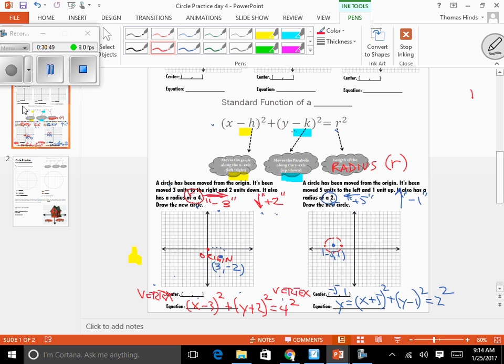So you're not going to count out 1, 2, but obviously 1, 2, 3, 4 from the center to the right. 1, 2, 3, 4 up. 1, 2, 3, 4 left. 1, 2, 3, 4 down.